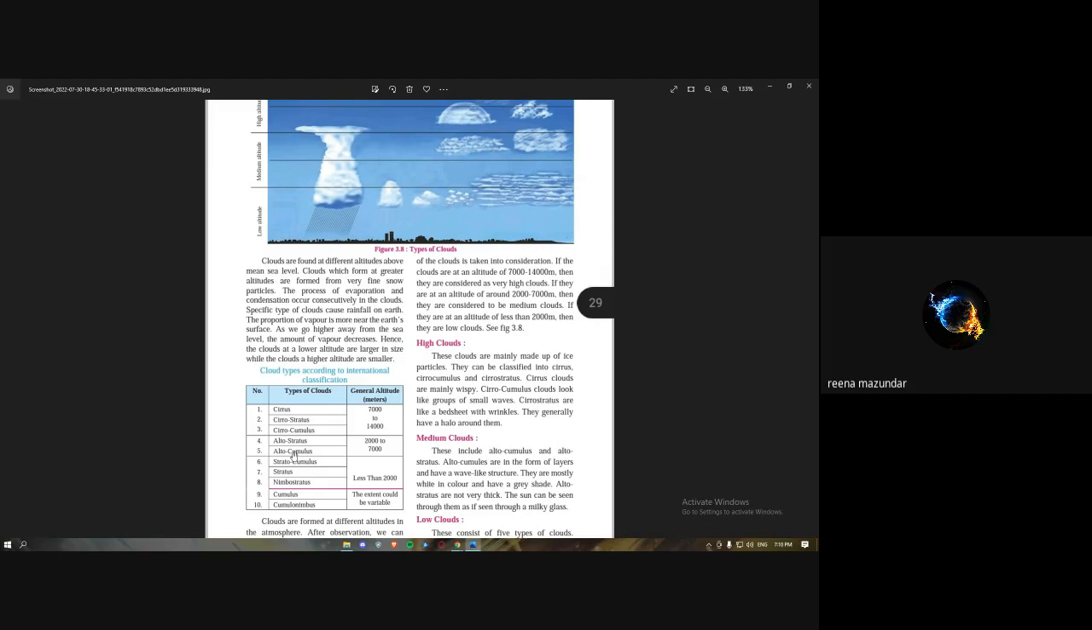The name is given over here. So 2,000 to 7,000 meters, at a height of that, we have altostratus and altocumulus.